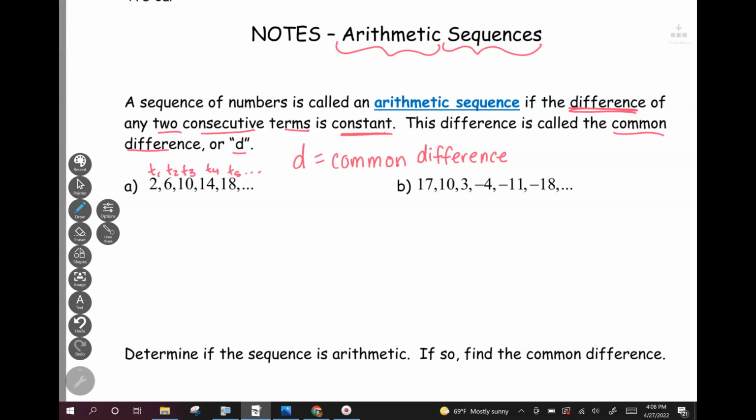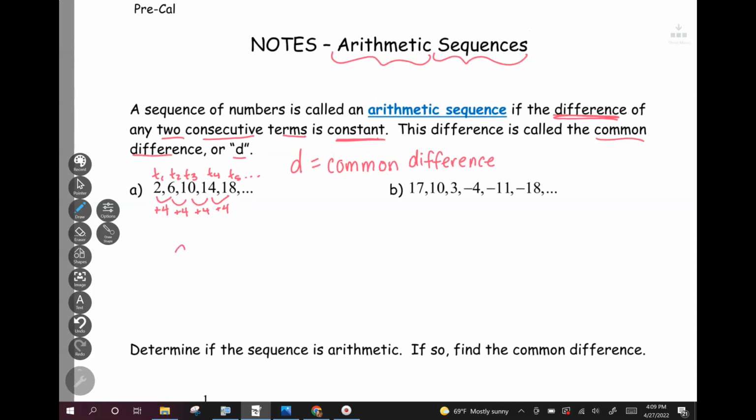Okay, so let's figure out the common difference for the first sequence. So you're figuring out, to get from 2 to 6, what did I add? 4. To get from 6 to 10, you also add 4. So for each one, we added 4 to get to the next term, which means the common difference is 4.